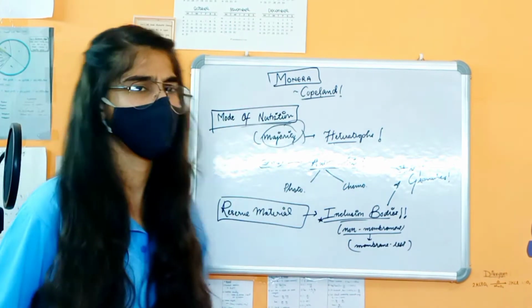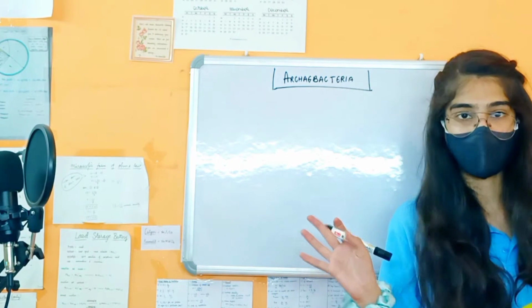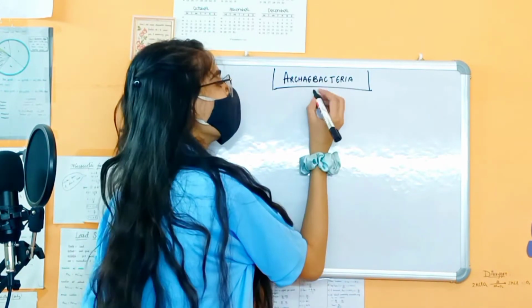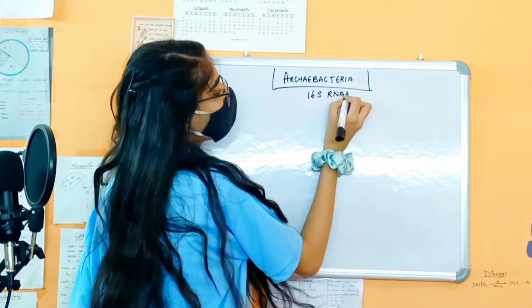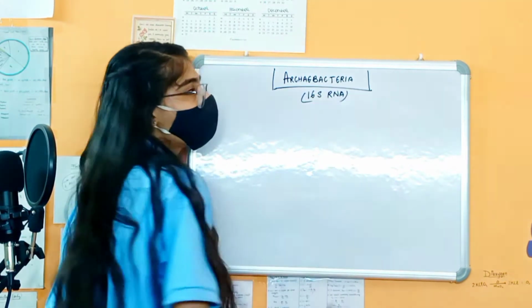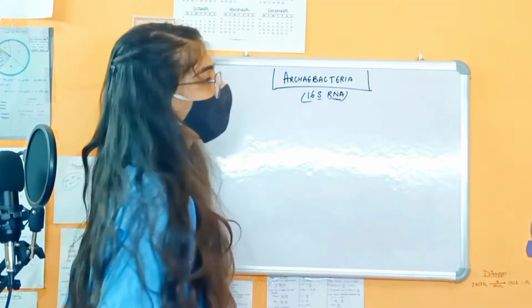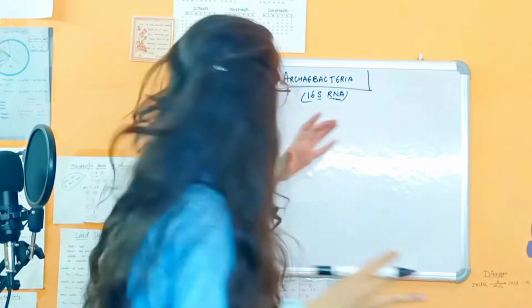So this was all about Monera, the basic characteristics. Okay, so now we are going to study archaebacteria in detail. So let's see what NCERT says. Archaebacteria have 16 S RNA, and the usual eubacteria have 70 S RNA. This is Svedberg unit, and this is RNA, DNA, proteins. We're going to study that in further chapters, right?